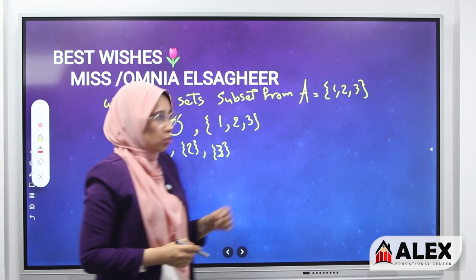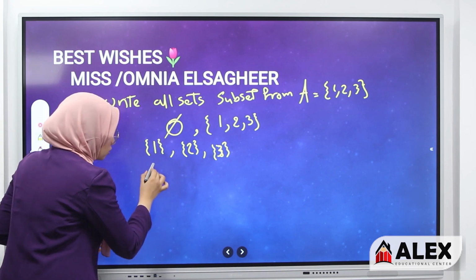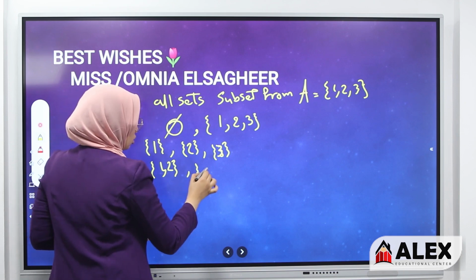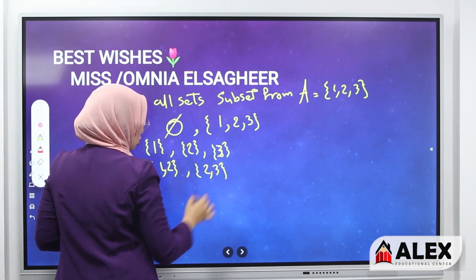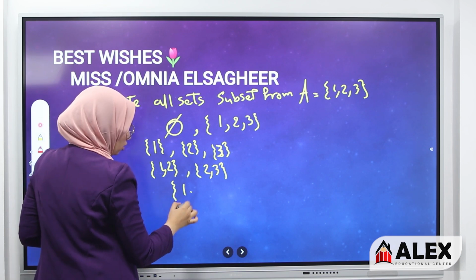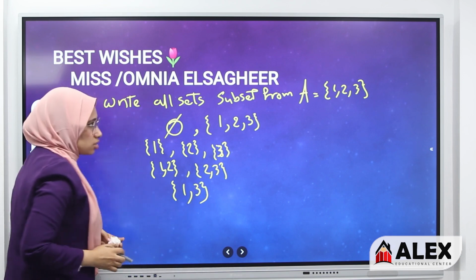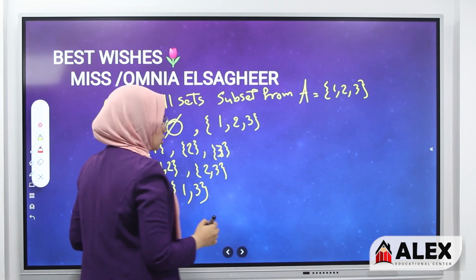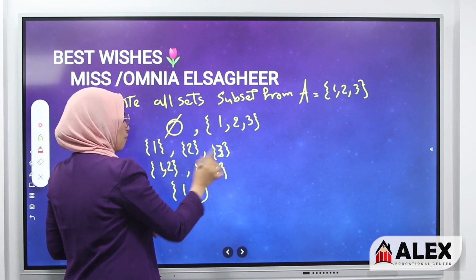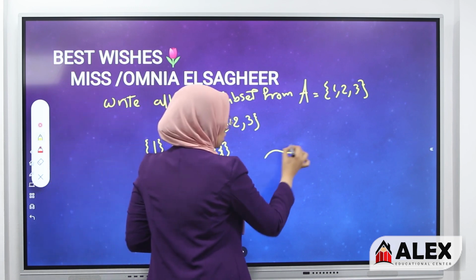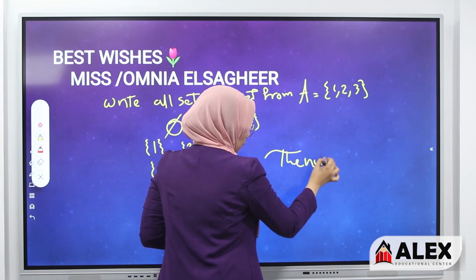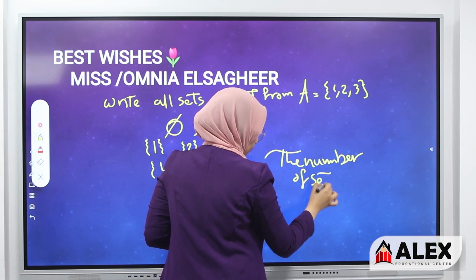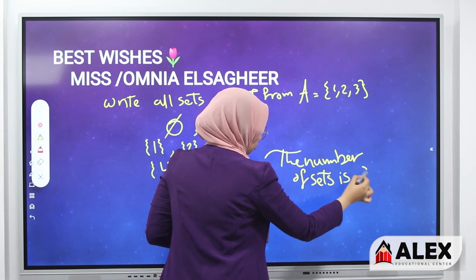Then we take 2 elements. We take what? 2 elements, 1 and 2, 2 and 3, then 1 and 3. These are all sets from what? From A. How many sets? The number of sets here is 1, 2, 3, 4, 5, 6, 7, 8. So the number of sets is 8.